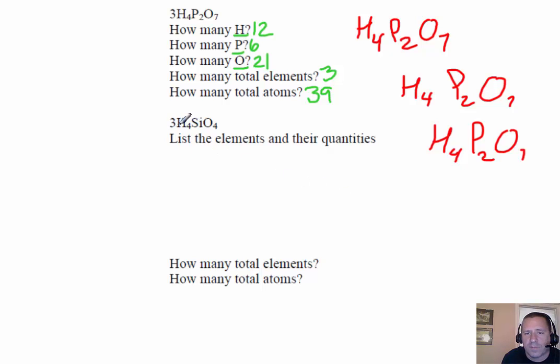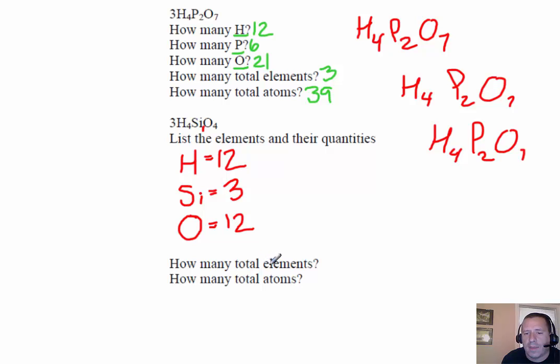Well, let's just start going from left to right. First we encounter the H. Is there a subscript? Yes, there's a 4. Is there a coefficient? Yes, there's a 3. 4 times 3 is 12. Silicon. Is there a subscript? Now there's not a subscript shown there. So what do we know that subscript to be? An invisible 1. And I'll often draw that invisible 1 there. 1 times 3 is 3. Don't forget that that 1 has to be multiplied times that 3. And then the O. 4 times 3 is 12.